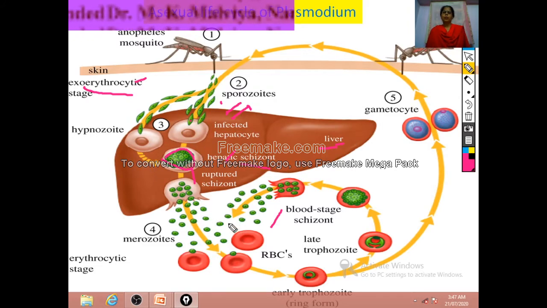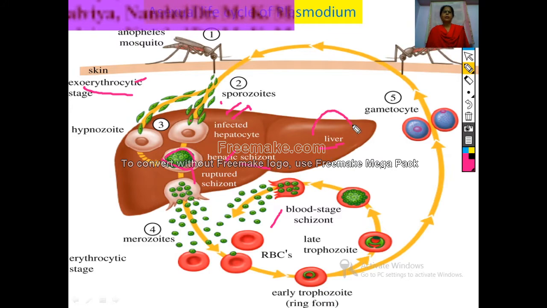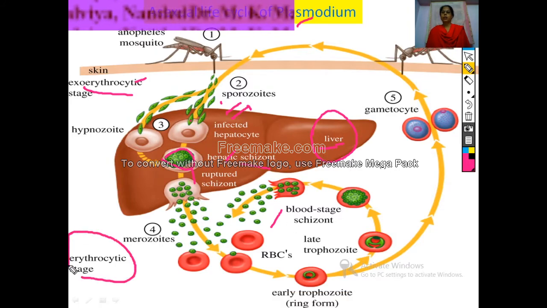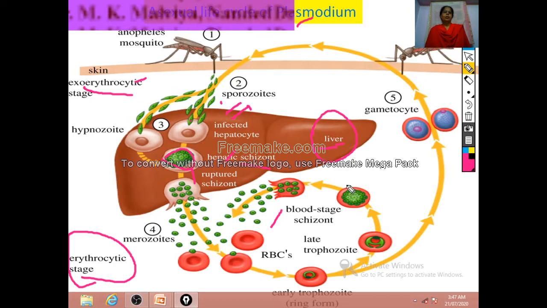After completing both of these life cycles in the liver, that is, the liver schizogony, the Plasmodium parasites enter the blood and attack new fresh blood cells for completing their erythrocytic stage, or the blood schizogony. This is the second asexual life cycle of the Plasmodium parasite, which begins with the blood cells.